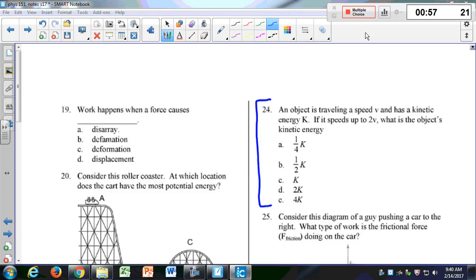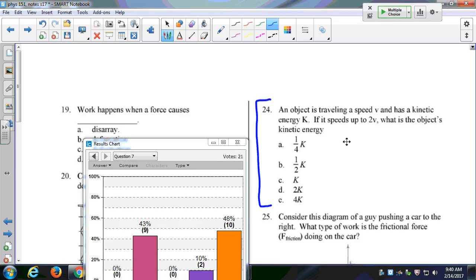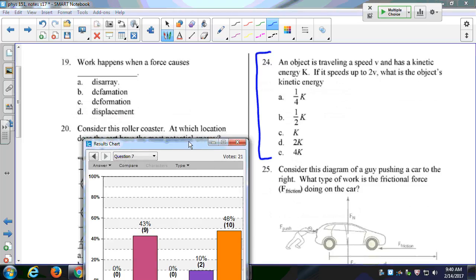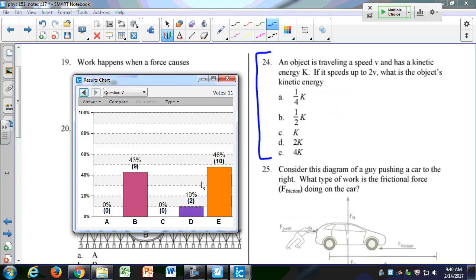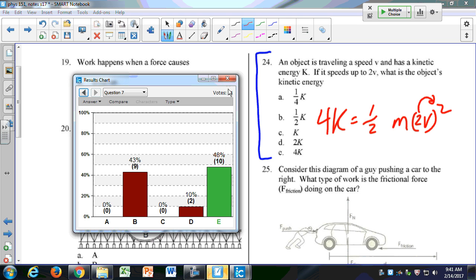All right, let's stop at 103. Just a few more seconds. Okay, remember, this is sort of like the 30 to 60, 0 to 30. My kinetic energy is 1/2 mv squared. And so if I double my speed, the kinetic energy quadruples because this 2 is squared, and 2 squared is equal to 4. So E is the right answer here.